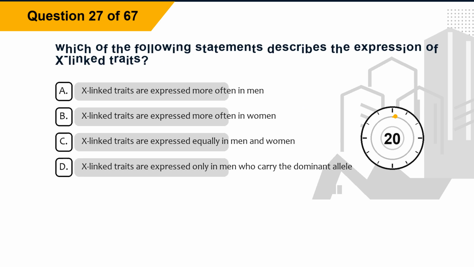Question 27. Which of the following statements describes the expression of X-linked traits? Option A, X-linked traits are expressed more often in men. Option B, X-linked traits are expressed more often in women. Option C, X-linked traits are expressed equally in men and women.